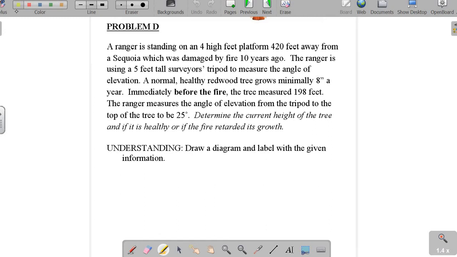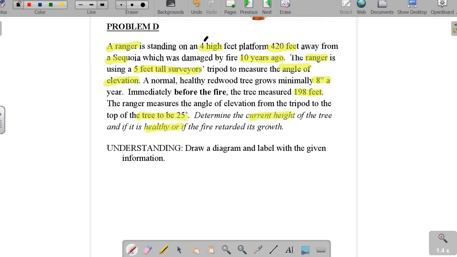Step 1 is you want to highlight all your numbers. That should read 4 foot high platform. Ranger's on a platform 420 feet away from a sequoia damaged by a fire 10 years ago. Ranger is using a 5 foot tall surveyor tripod. Angle of elevation is 25 feet. Healthy redwood grows minimally 8 inches a year. Immediately before the fire, the tree measured 198 feet. Determine the current height and whether or not it is healthy.